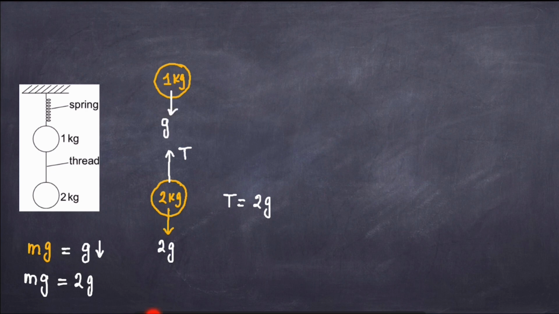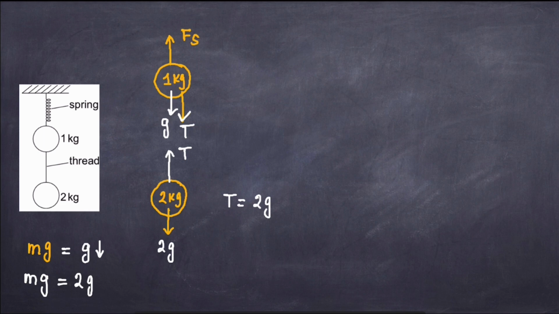Since the 1 kg block is connected by the thread or string downward, it will always experience a tension, which will be provided by the string, and it will act away from the body. So the tension will be T and it will act away from the body in this direction. And over here we see this is a spring. So the spring will provide the spring force, and the spring force will act away from the body. So this will be the spring force.